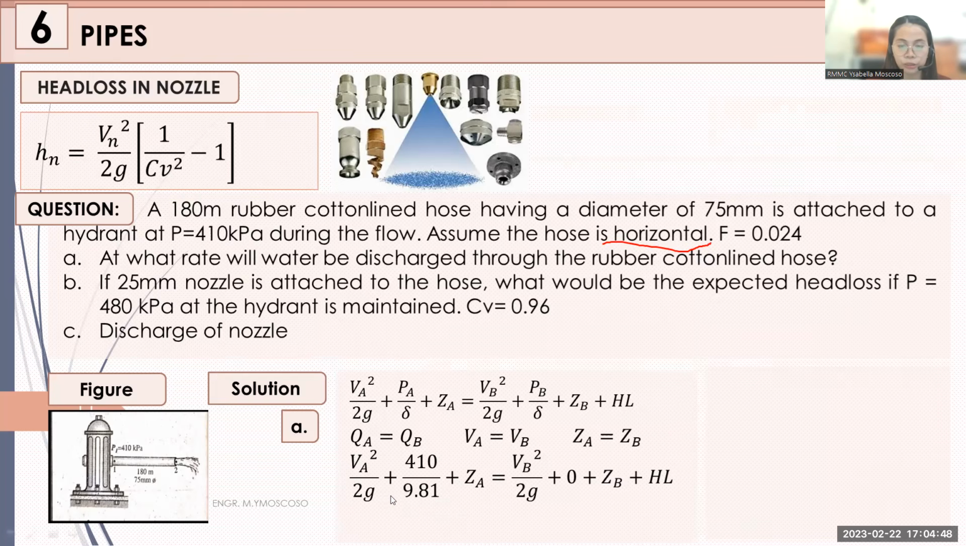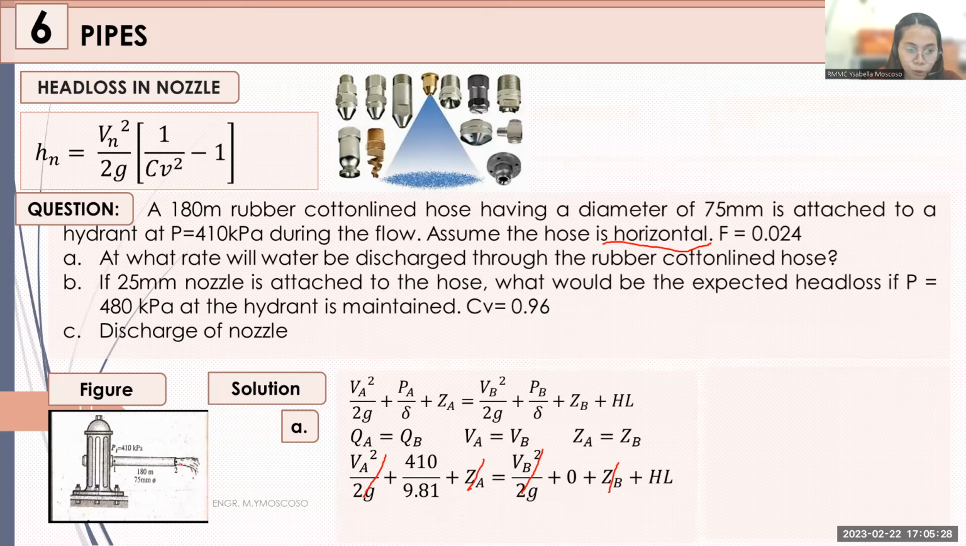Okay, VA squared over 2G, 410 kasi sinabi at point 1 there is pressure 1. 410 divided by 9.81 plus ZA is equals to VB. Actually, pwede na natin itong i-cancel kasi equal sila. ZA here will be also equal to ZB. So, cancel lang. So, pag-usapan natin, bakit 0 yung pressure head at point 2? Okay. Always remember, parehas ng sinabi ko sa inyo last time, that if your tank is open or if your fluid is open into the air, therefore the gauge pressure is equals to 0.